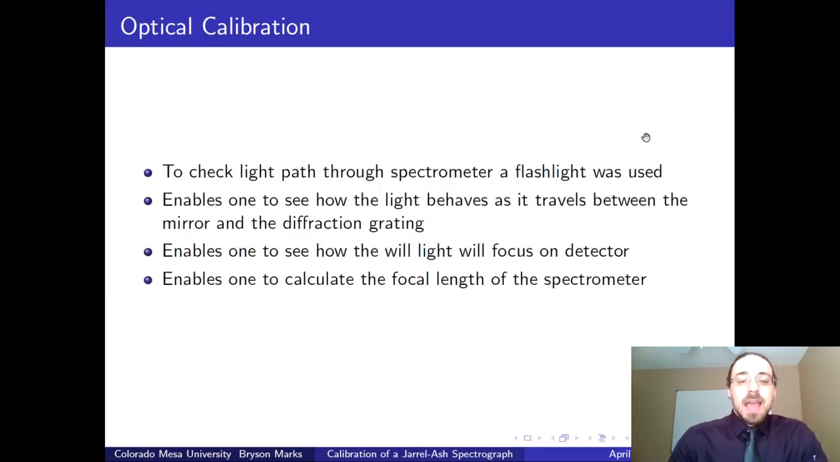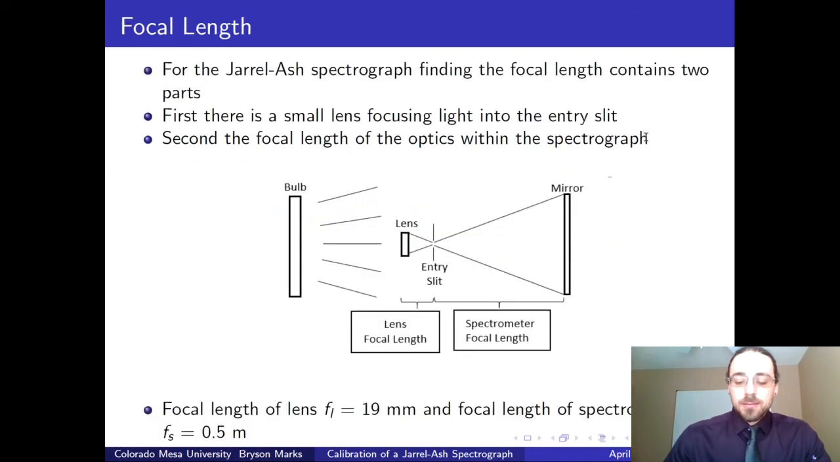Well, now that we have the mechanical issues figured out, we need to look at the optical portion of the spectrometer. I needed to check the optical portion of the spectrometer with a flashlight to ensure that the light traveled through the spectrometer and arrived on the detector without any obstructions. This enables me to see how the light behaves as it travels between the diffraction grating and the mirror, as well as how the light is focused on the detector. This will enable me to see how I can calculate the focal length.